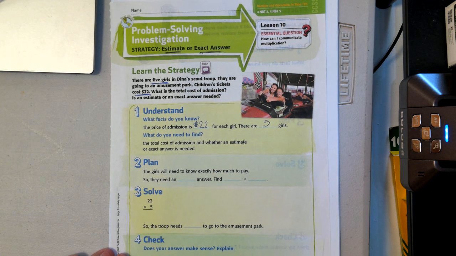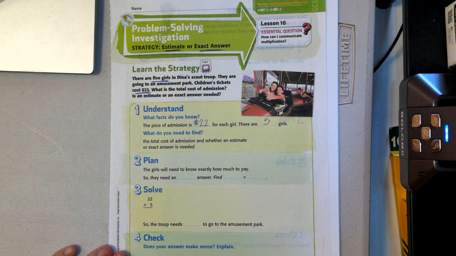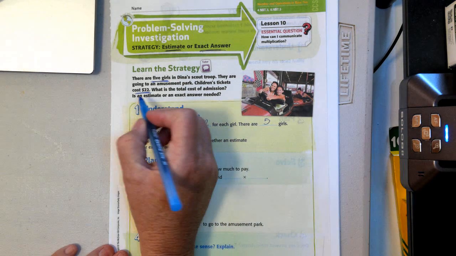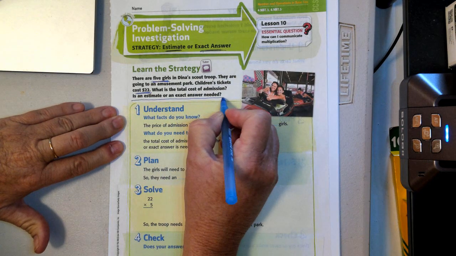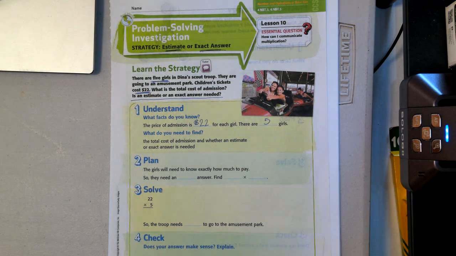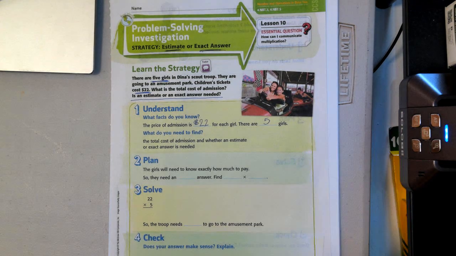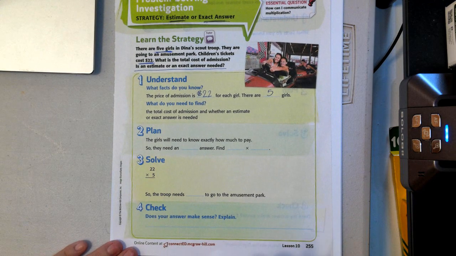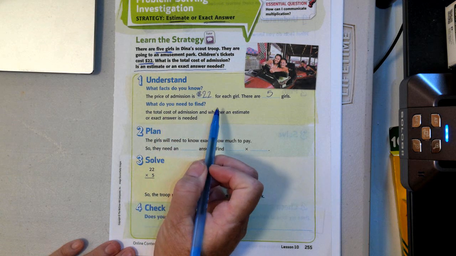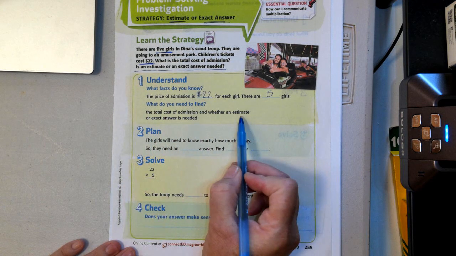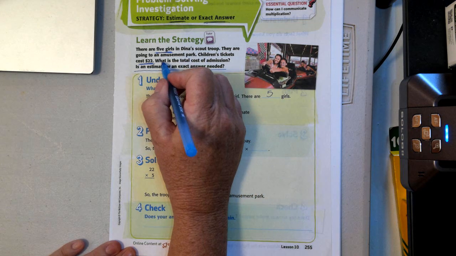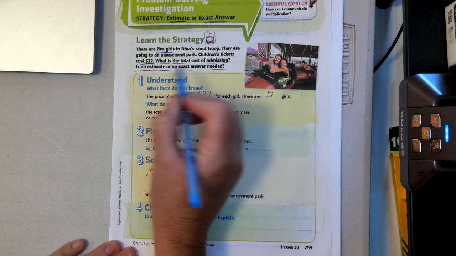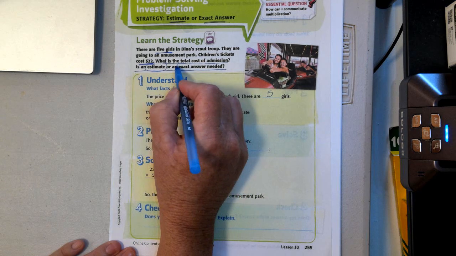Now, we always have to ask ourselves, what are they asking us? A lot of times I like to either highlight or underline what they're asking us so we really understand that. There we go. So what do you need to find? Well, the total cost of admission and whether an estimate or exact answer is needed. Right here, the cost of admission and if we need an estimate or an exact answer.